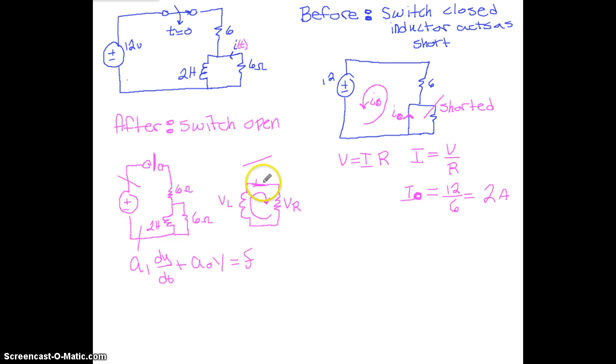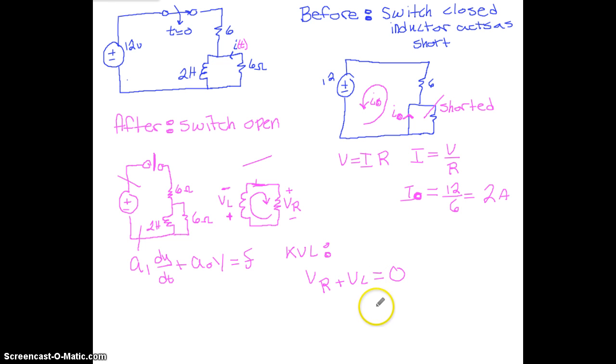And the way that I've drawn my current, it's going to go into the positives and out of the negatives. So this one's going to go into the positive right here when it loops back around, and out of the negative. So that's how we're going to label that. So when we go around that loop for KVL, we're going to get a voltage of VR plus VL is equal to 0.